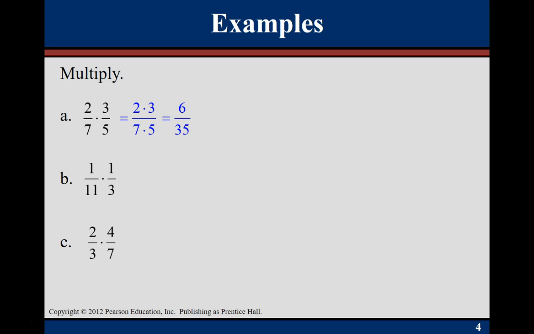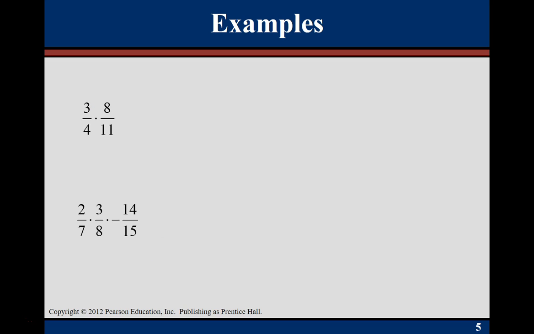So if I had 2 over 7 times 3 over 5, I would say 2 times the 3, which is 6, 7 times 5, which is 35. For b, it would be 1 times 1, which is 1, and then 3 times 11, which is 33. Finally, in c, you would have 8, because that's 2 times 4, over 7 times 3, which is 21. 3 times 8 is 24, and 4 times 11 is 44.